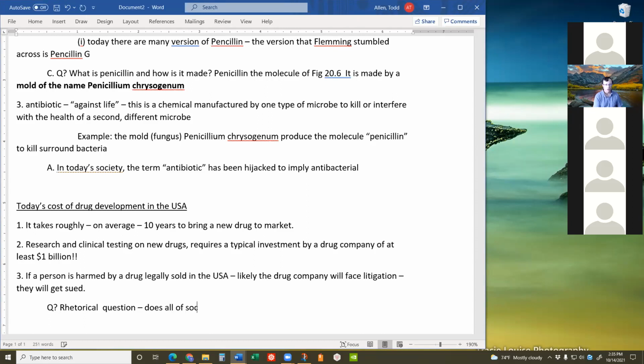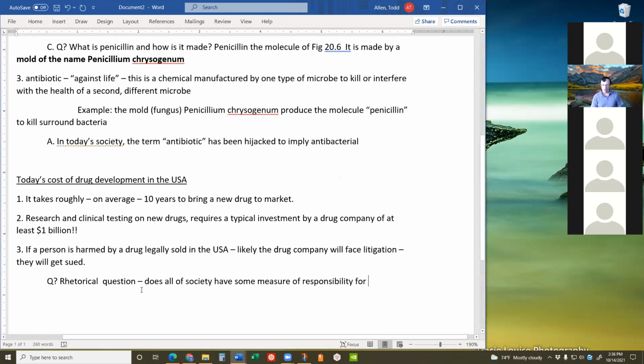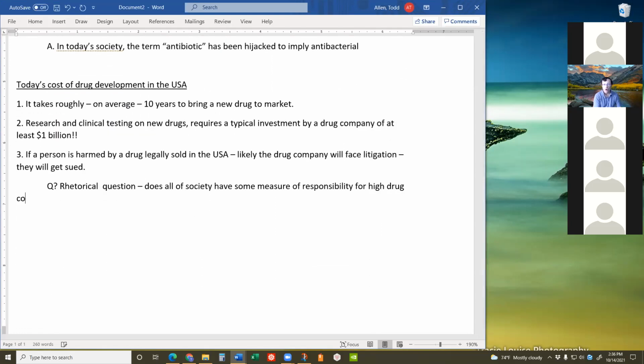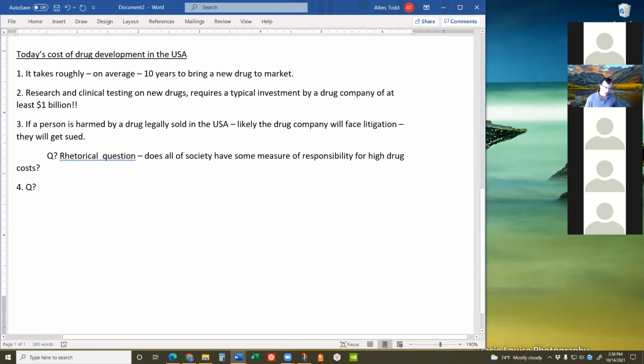Does all of society have some measure of responsibility for high drug costs? I'm not going to answer that. I want you to answer it for yourself and think about that. But here's another question, and I'll put this in the chat window. I'm actually going to put this one in your notes here, and I'm going to type and talk at the same time.